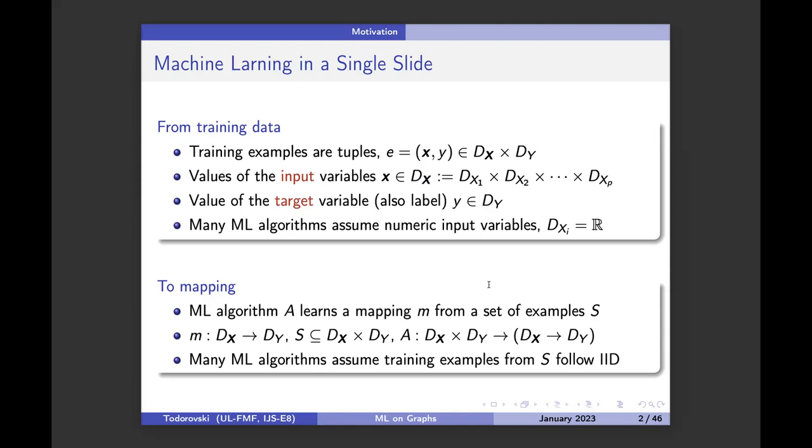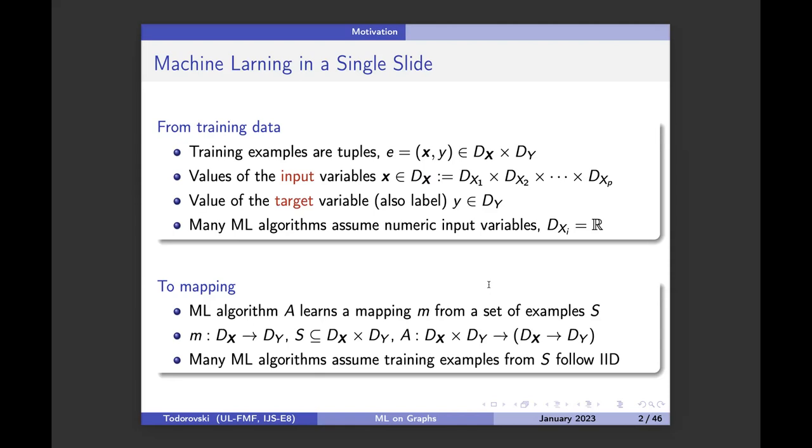So the standard setting in machine learning is that the training data is a set of training examples which are tuples. Each example is x, y. We have the values of input variables x, which is a member of a Cartesian product of domains of the input variables, dx1 to dxp. We usually have a single target variable, although in general we can also have many target variables, as we will see during the talk. So y is a single variable. Many machine learning algorithms, especially neural networks, assume that all the input variables are numeric.